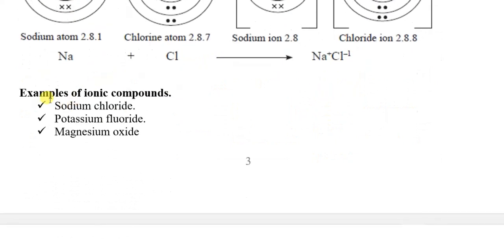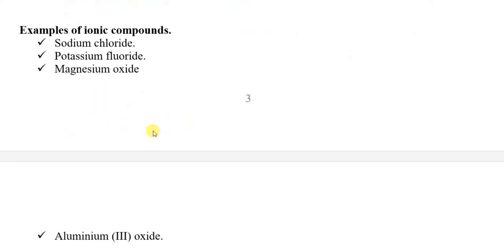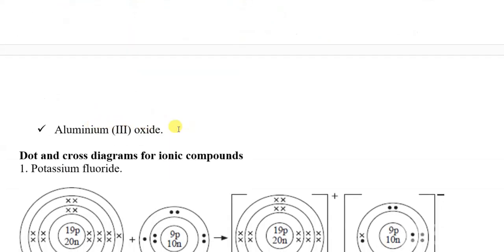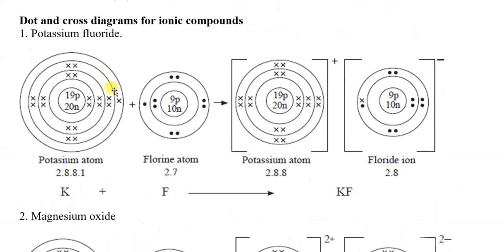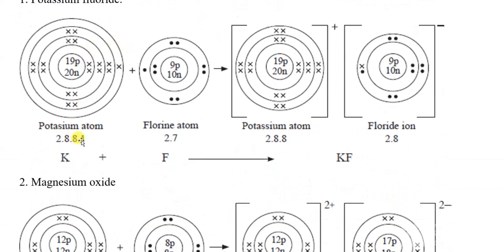Other ionic compounds will do the same, such as potassium fluoride, magnesium iodide, and aluminium oxide. I have also given the dot and cross diagram for ionic compounds such as potassium fluoride. Potassium is atomic number 19, so its electron configuration is 2,8,8,1. It will lose 1, and the lost electron will be gained by fluorine to have 2,8. So this is how you represent it.